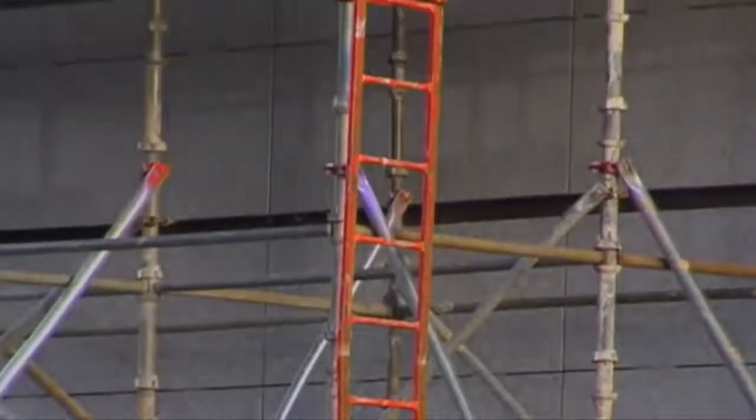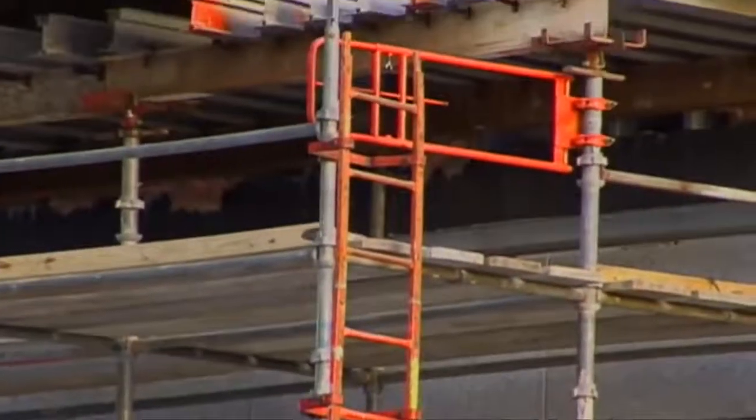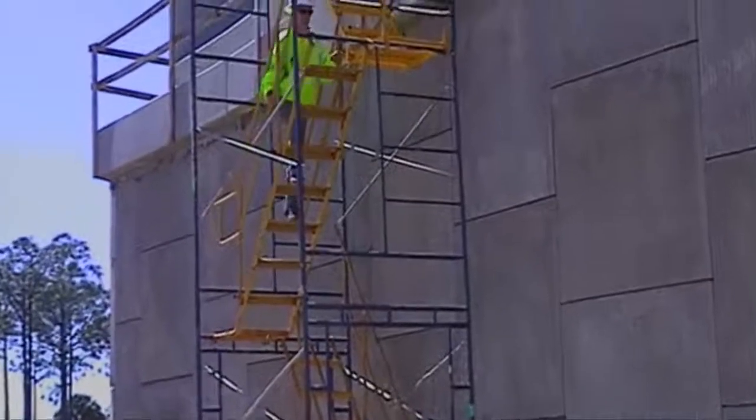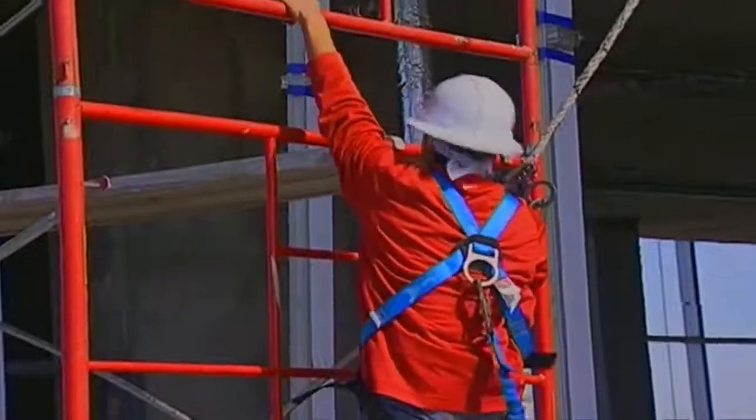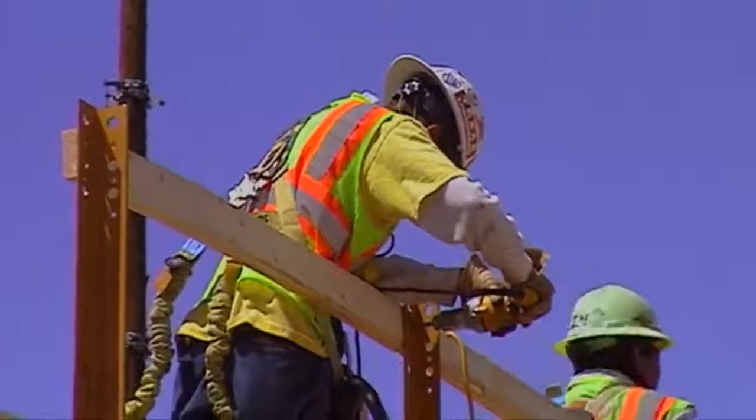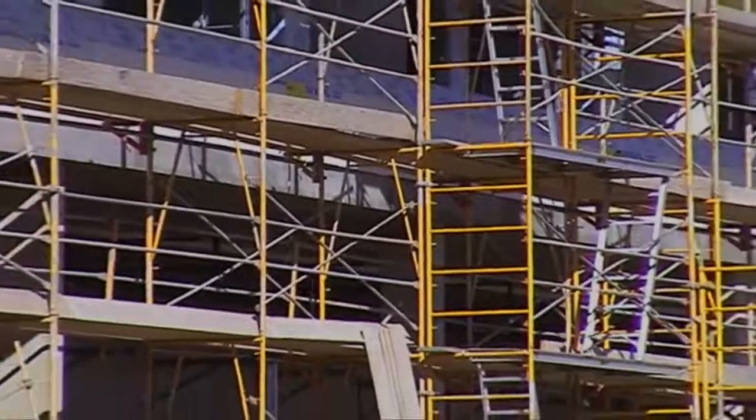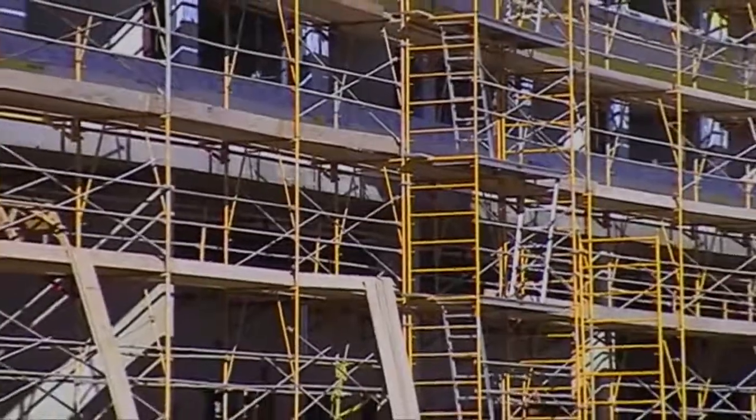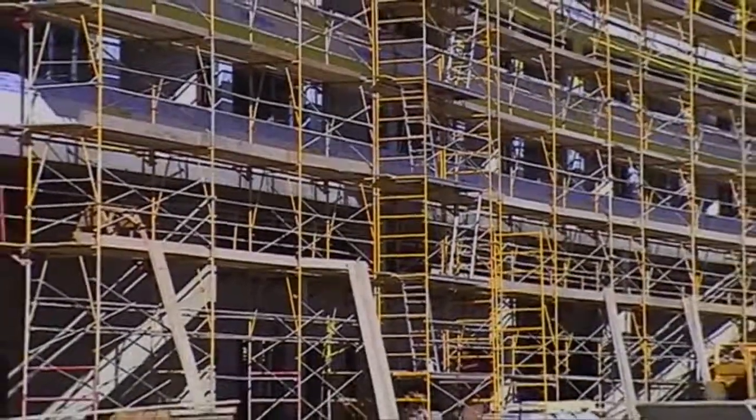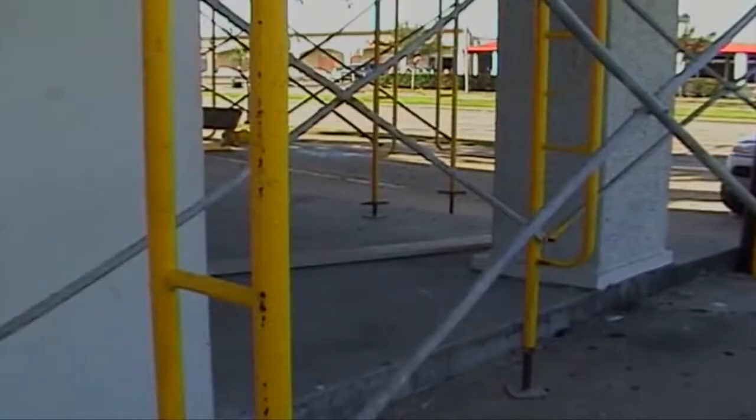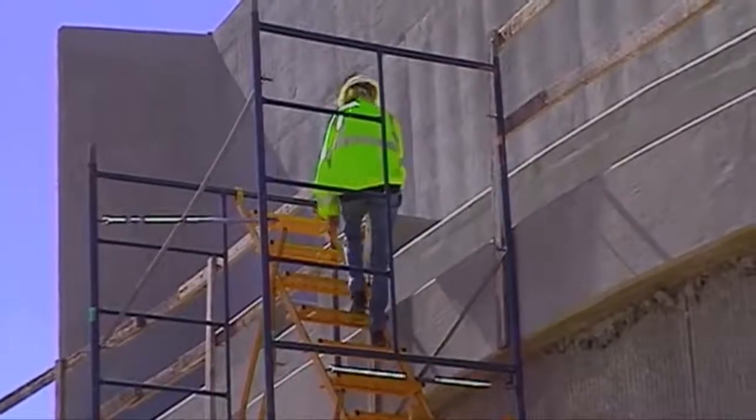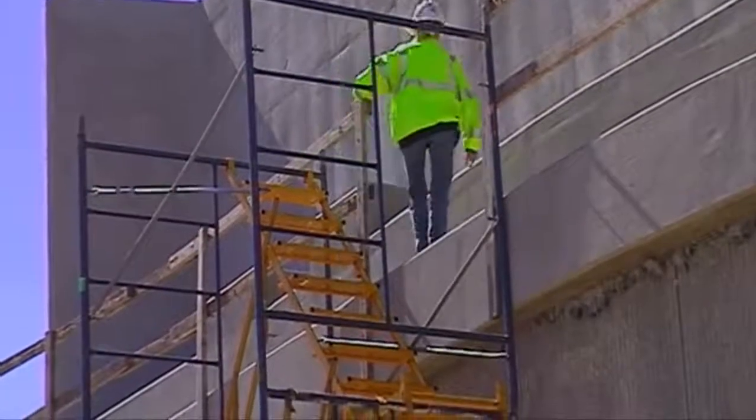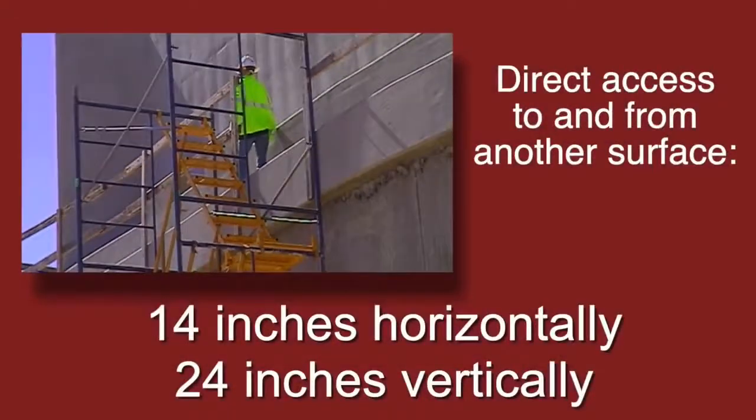Ladders such as portable, hook-on, attachable, and stairway, stair towers, ramps and walkways, integral prefabricated frames, and direct access from another surface. Workers must be able to safely access any level of a scaffold that is 2 feet above or below an access point. Never climb the crossbars to gain access to the scaffold. Direct access to or from another surface is only permitted when the scaffold is not more than 14 inches horizontally and not more than 24 inches vertically from the other surface.